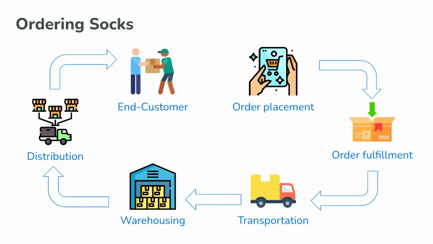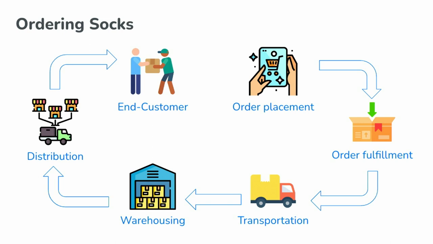To do that, I would like to talk a little bit about ordering socks or ordering something on any platform. That starts with order placement, fulfillment, transportation, warehousing, distribution, and the customer. I think delays can happen at any of these points.